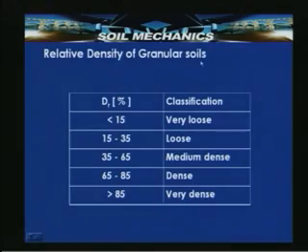Relative density for coarse grained soils, particularly granular soils, can be indicated with the following classification. Dr, that is relative density, if it is less than 15, the state is reported to be very loose. If the relative density is in the range from 15 to 35, it is indicated as a loose state, 35 to 65 medium dense, 65 to 85 dense state, and greater than 85 is very dense state. So, soil with a relative density greater than 85% indicates a very dense packing.